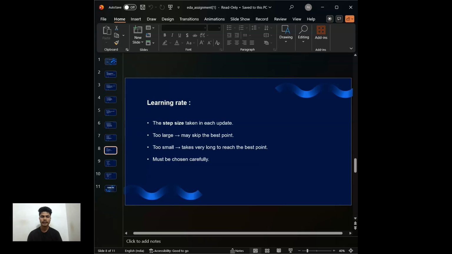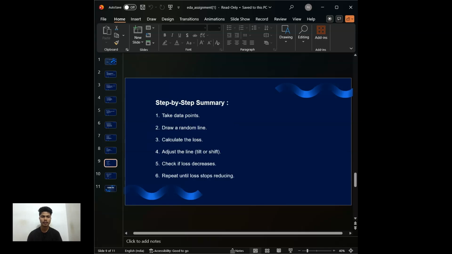Next, the learning rate. There's one very important concept, that is the learning rate. This means the step size we take while moving down the slope. If the step is too large, we might jump over the lowest point and miss the best solution. If it's too small, it will take a very long time to reach the bottom. So the learning rate has to be just right, not too big, not too small. It must be balanced.